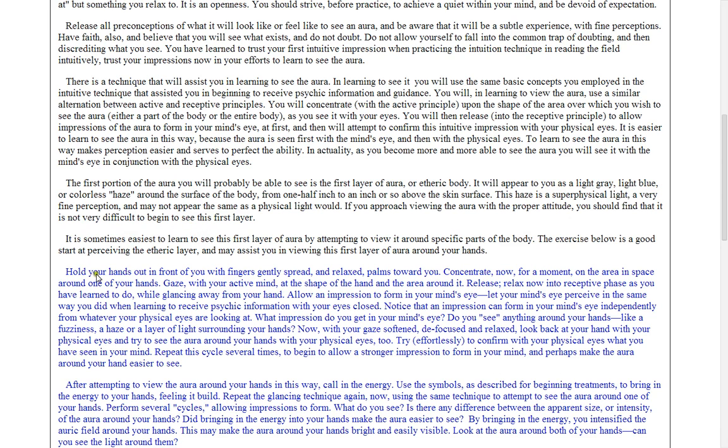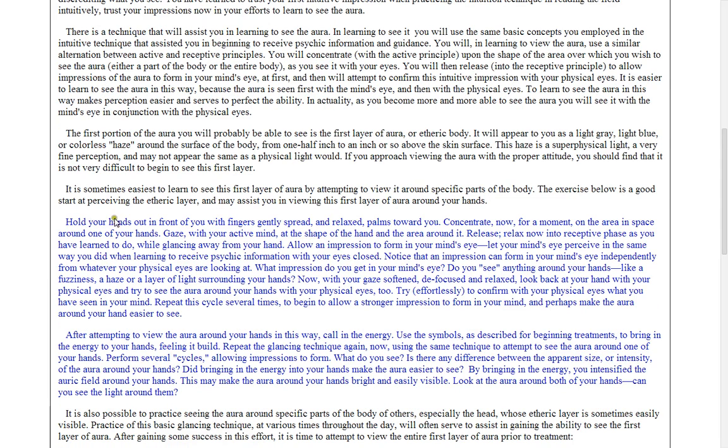Yeah, I'm actually able to see the first layer. It is sometimes easiest to learn to see this first layer of aura by attempting to view it around specific parts of the body. It's weird because now when I go shopping and all this stuff, I see people glowing and stuff, and I'm like, what the heck? I can't really talk much about it to the people I'm with because some of them don't believe what I believe in, or they'll think I'm nutty, and they don't comprehend this healing stuff. So, you know, it just is what it is.